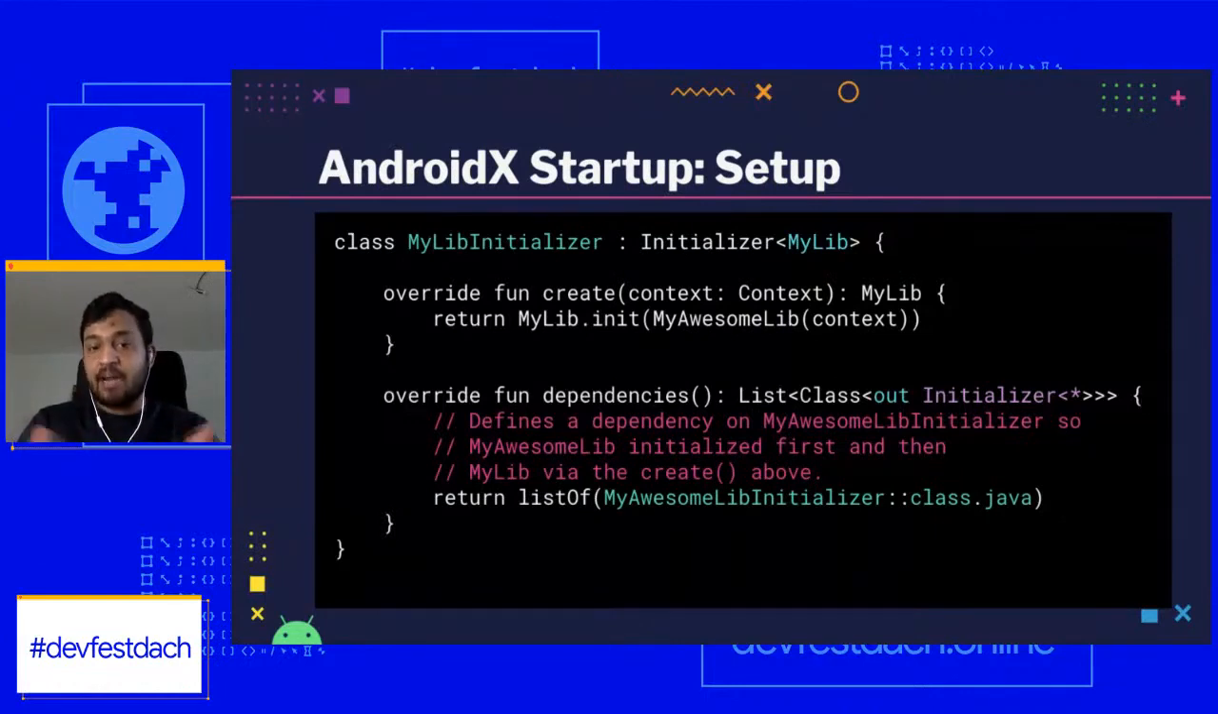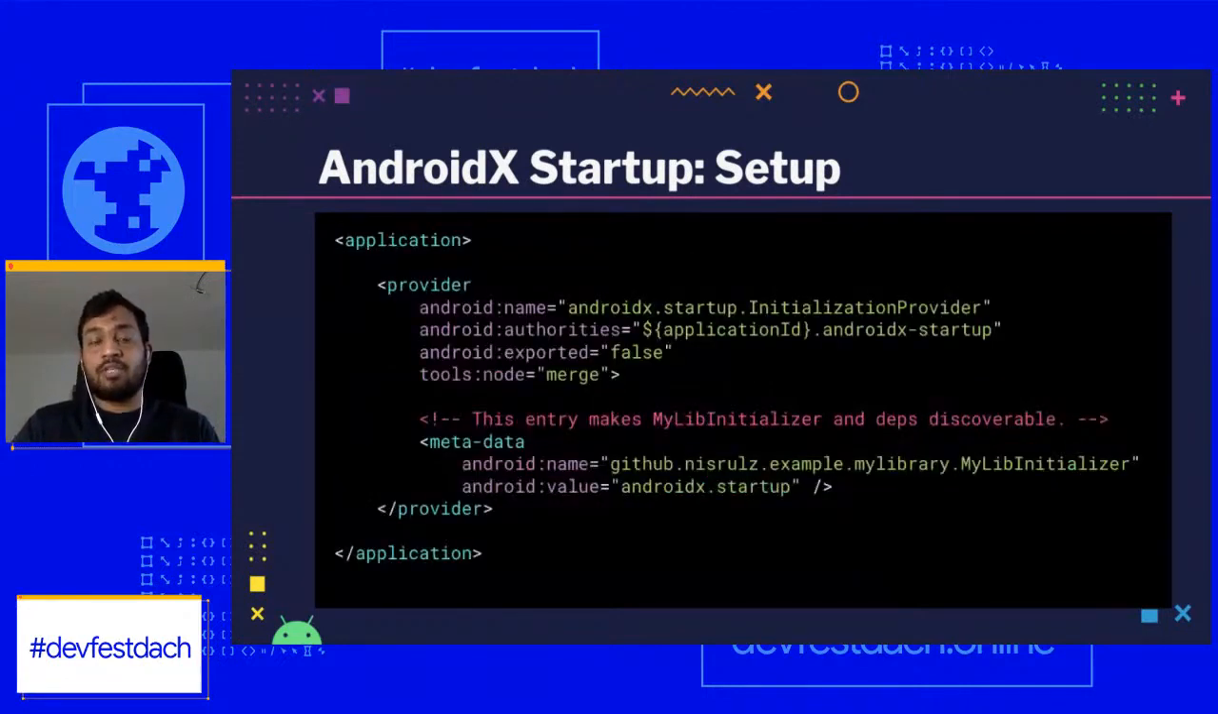You have to define the dependency here, and then app startup knows that before it can initialize your actual library, it needs to first initialize my awesome library and then initialize your my library. So both of them get initialized at the same time, but in proper order. And like in the last case, app startup actually uses a content provider under the hood. So you still need to add the provider in your manifest file of the library.